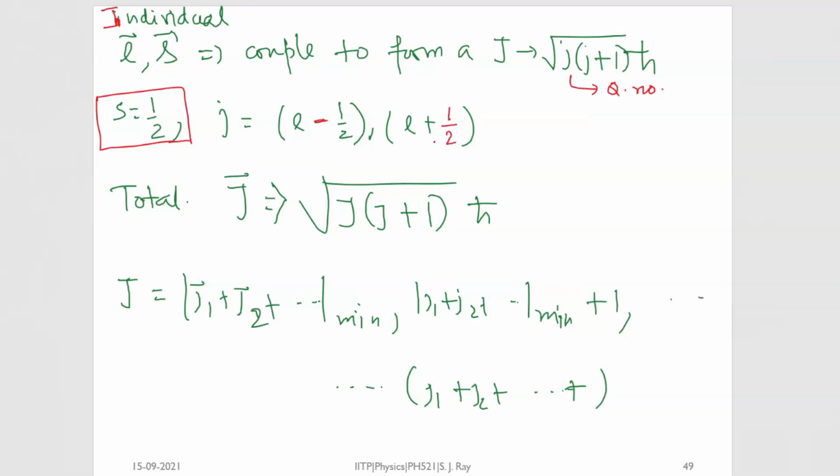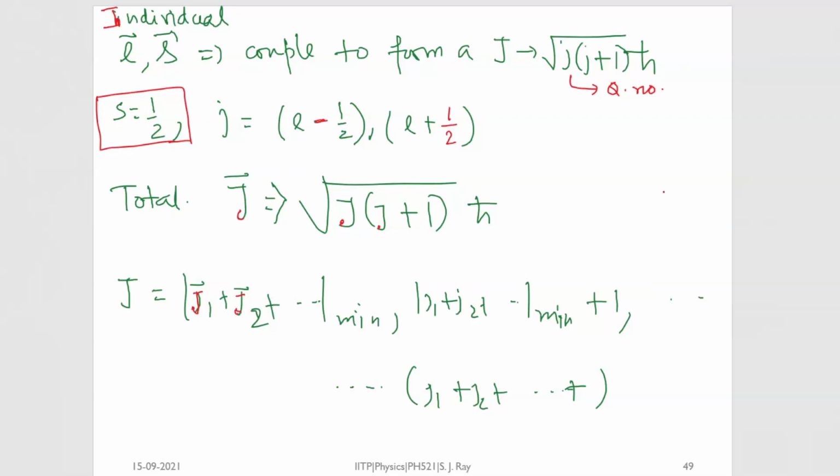Okay, so in this case, let's say if I want to find the value of j, since it is one electron, all I have to do is take the square root of j times j plus 1 times h bar. However, if I have more than one electron, then I will have individual j vectors, that is j1, j2 and so on. So I have to take the contributions of everyone.